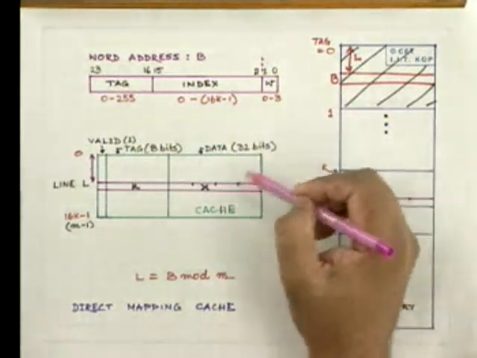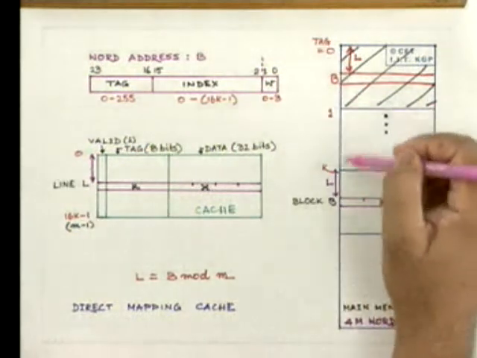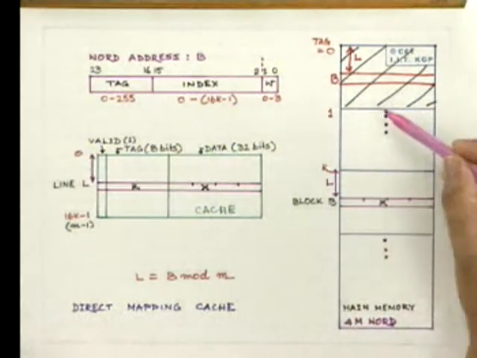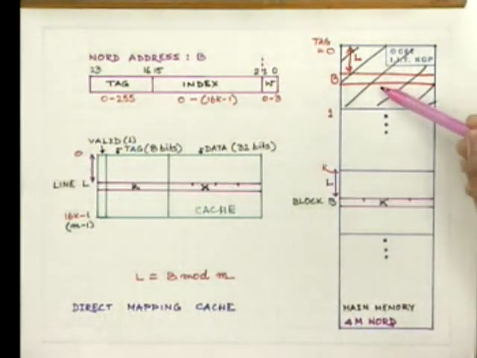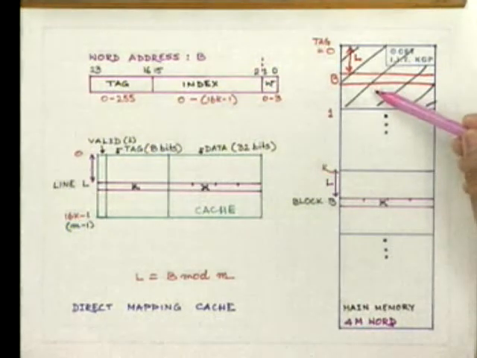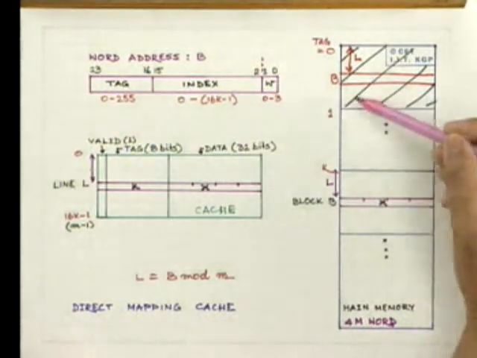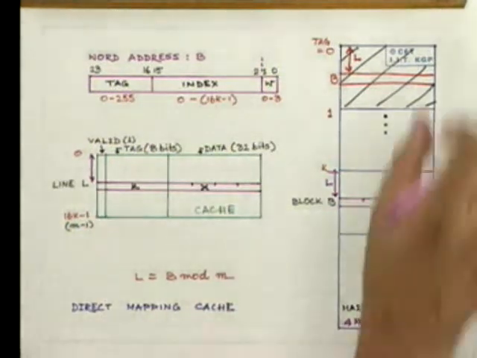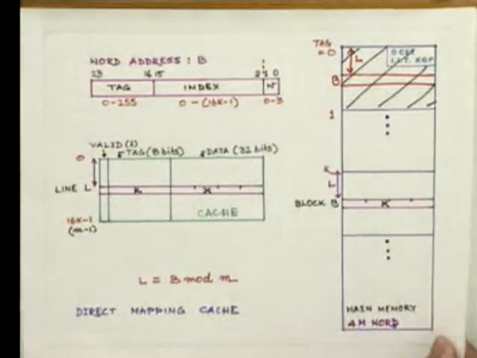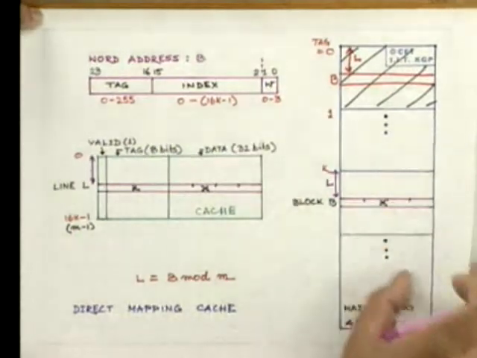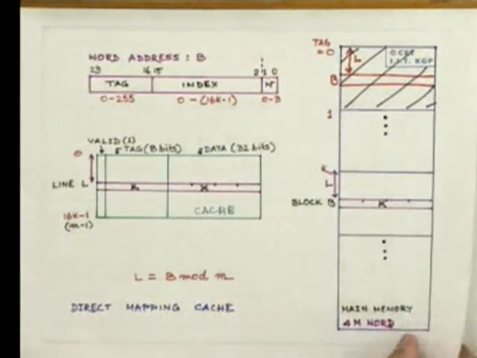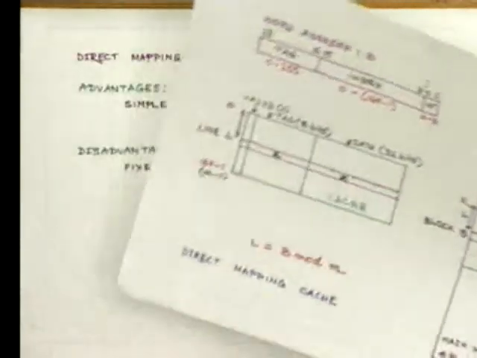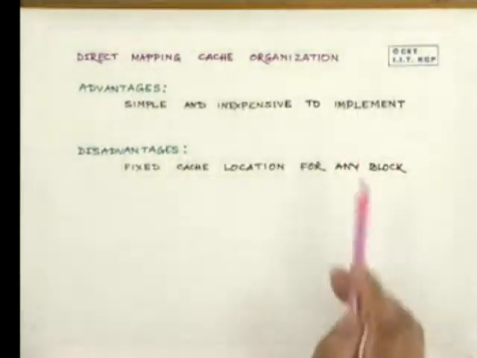Immediately you see that the hit ratio falls like anything, and that will be true if the instructions and the data they are dealing with are in blocks which map into the same line of the cache memory. In that case, the hit ratio will immediately fall, and therefore the performance will decrease.